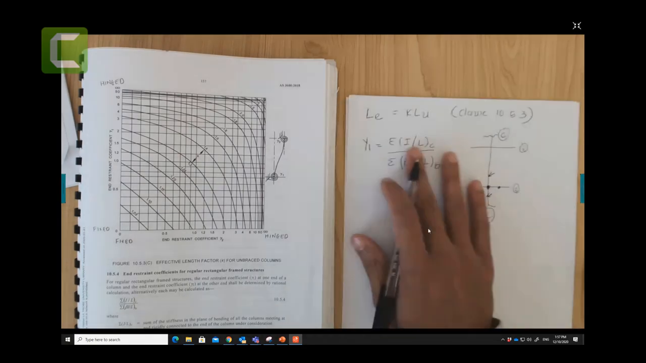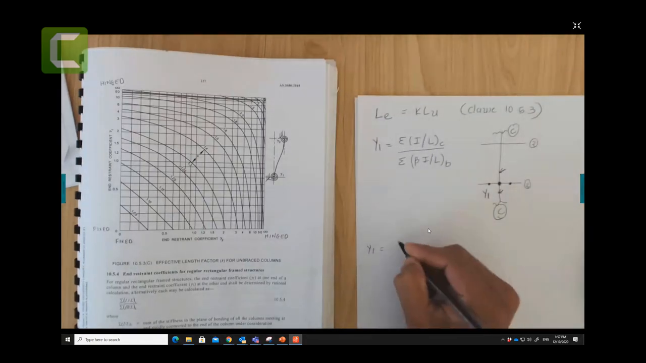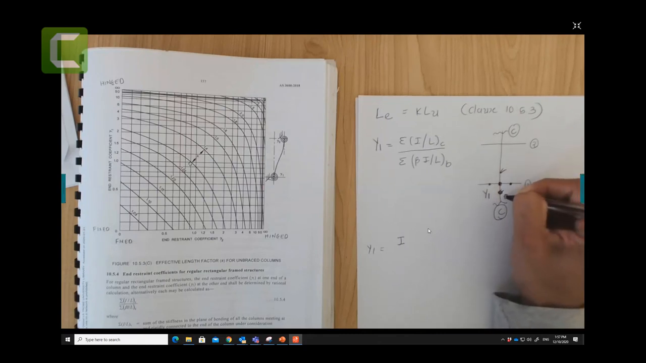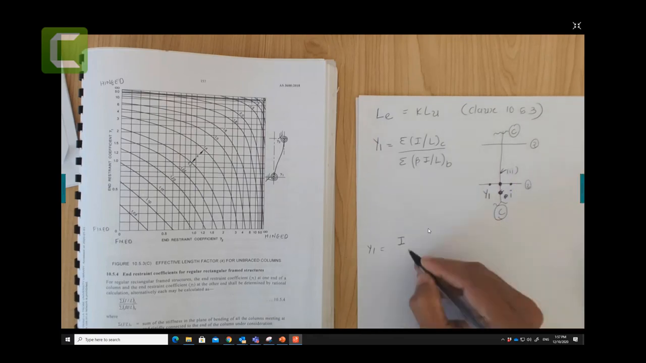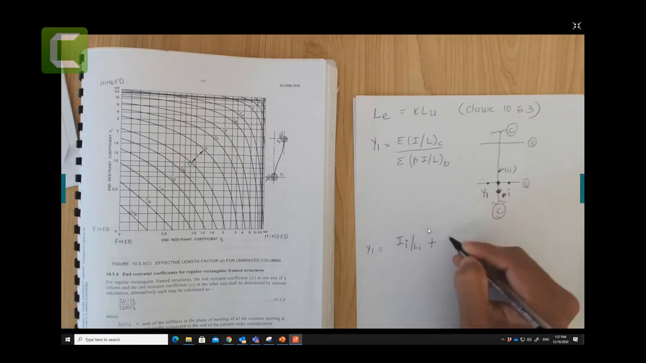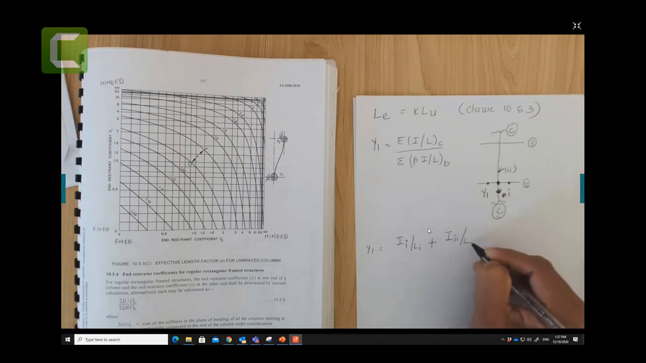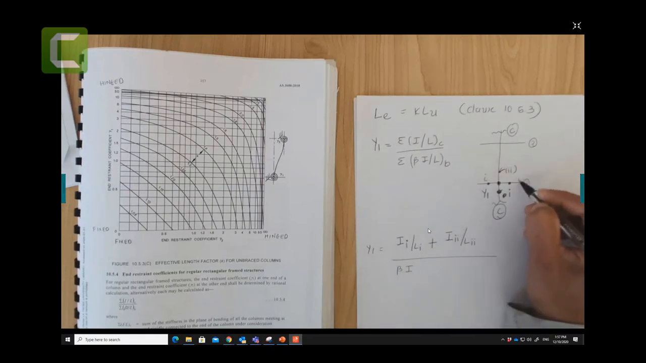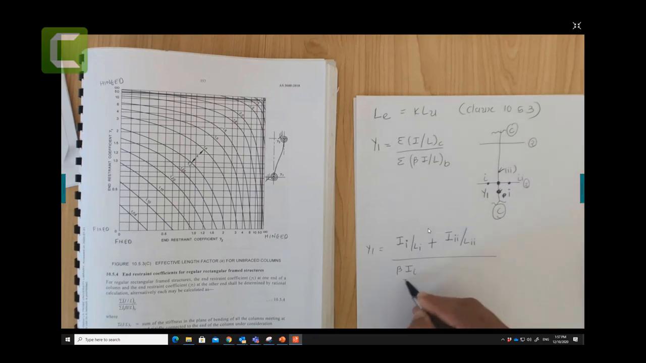Now, you know this one, right? So let's say psi 1 equals I. Let me give the names here. Let's say this is column P, or let me give the number 1 and number 2 here. So let's say I1, that is here, over L1, that is columns, plus I2 columns over L2 columns. And let's say this is beam. So beta, let's say this is I1 again beam and this is I2 beam. I beam over L beam plus beta of I2 beam over L2.